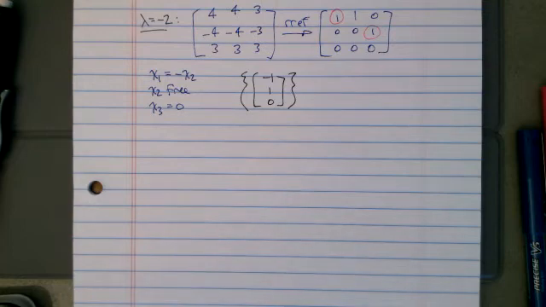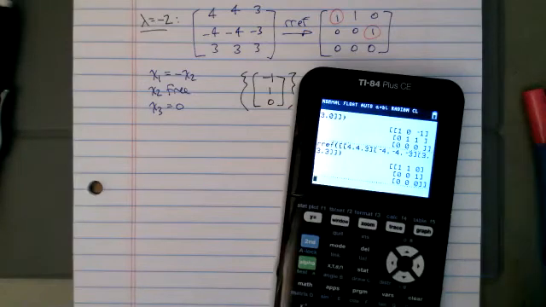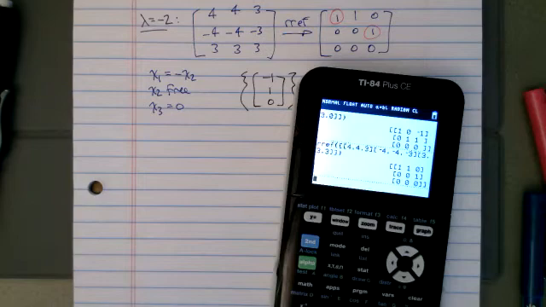Should be 3. Last row is 3, 3, 3. So I've got the last row is 3, 3, 3. That's what we want. So 4, 4, 3, -4, -4, -3, 3, 3, 3. Yeah, that's what we want. Type it in by rows.